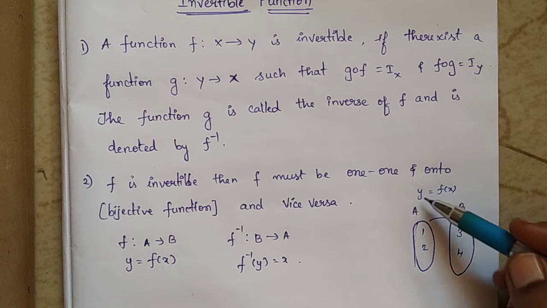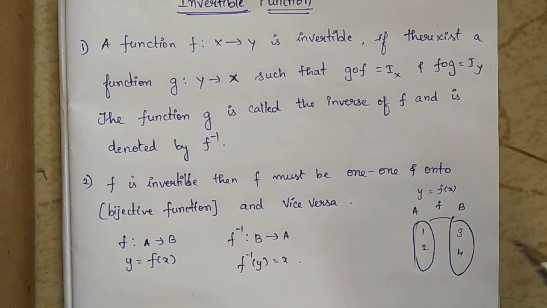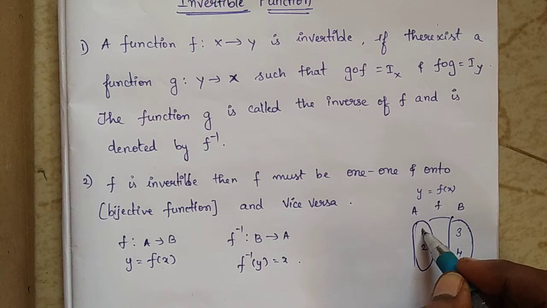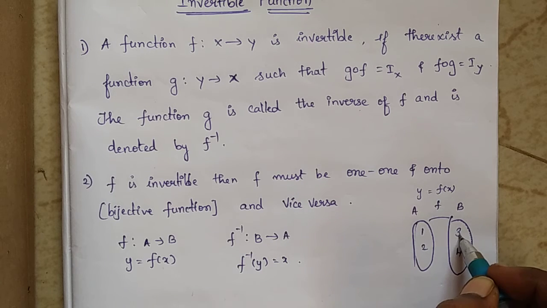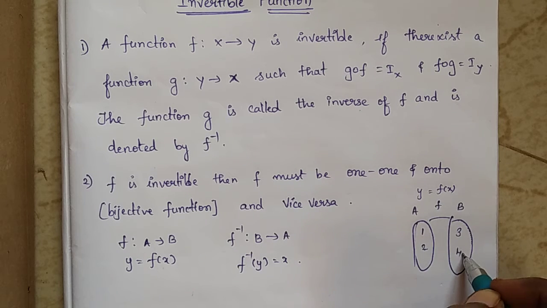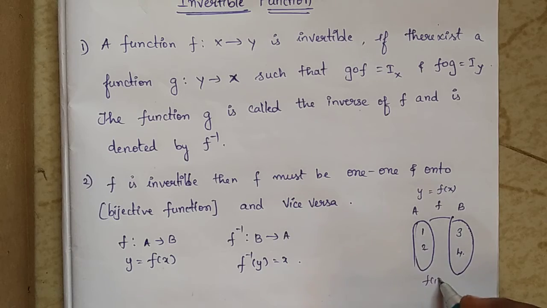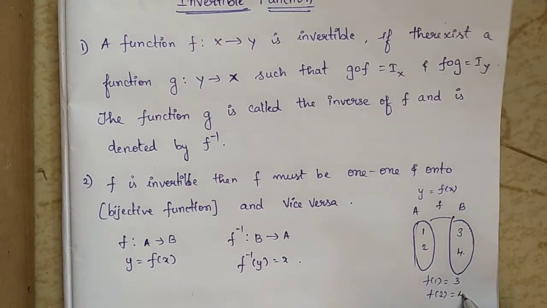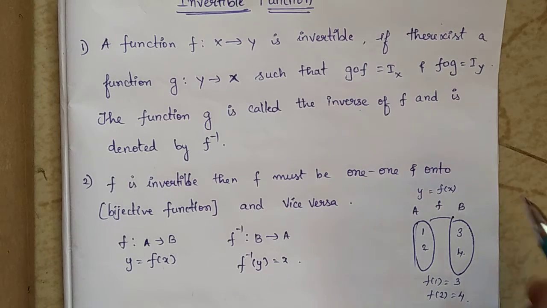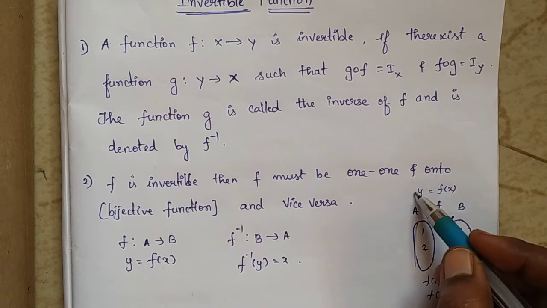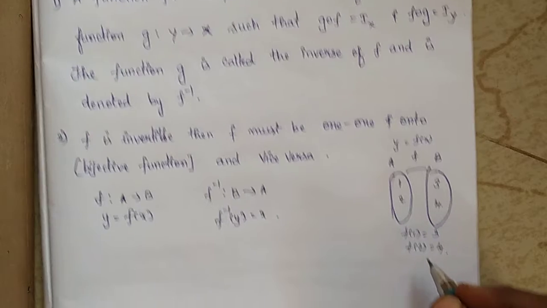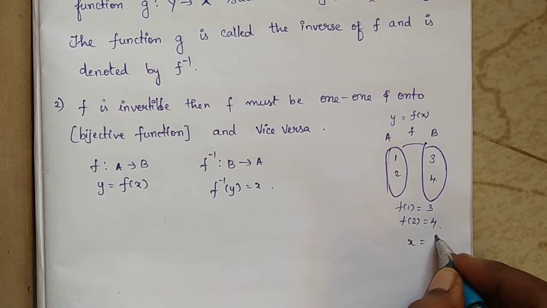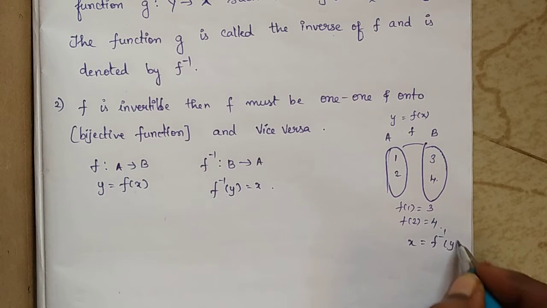Now see here, y is equal to f of x is a function, which means for 1 this is an image, for 2 4 is an image, that is f of 1 is equal to 3 and f of 2 is equal to 4. We want to find the inverse, which means we take the f to the next side, so it will become x is equal to f inverse of y.